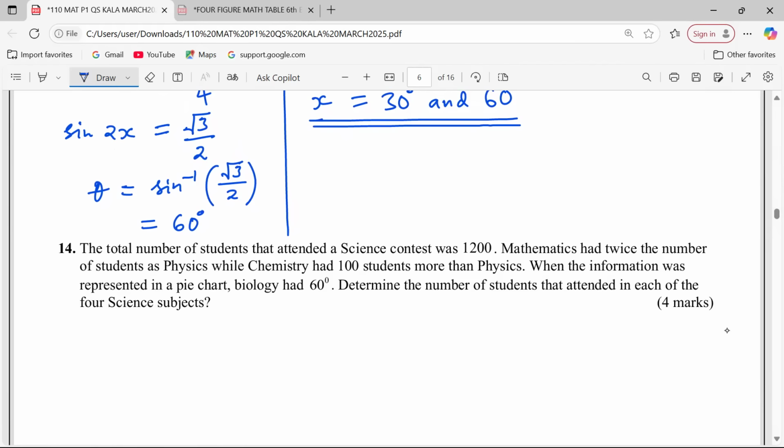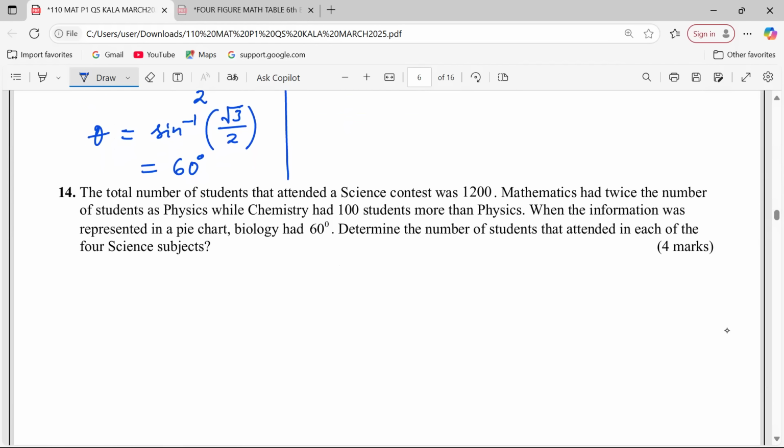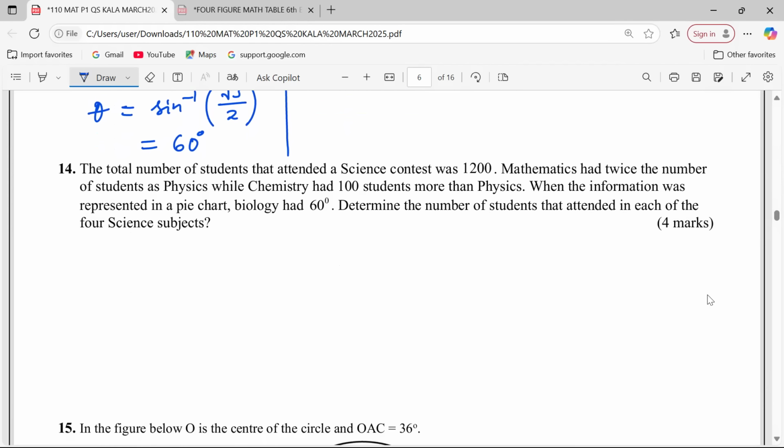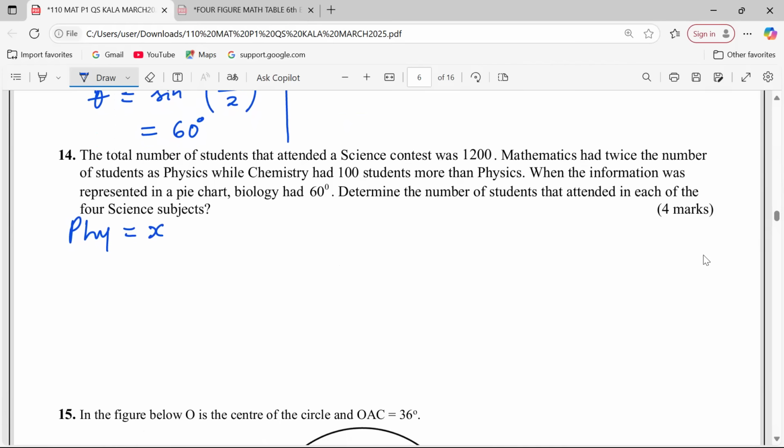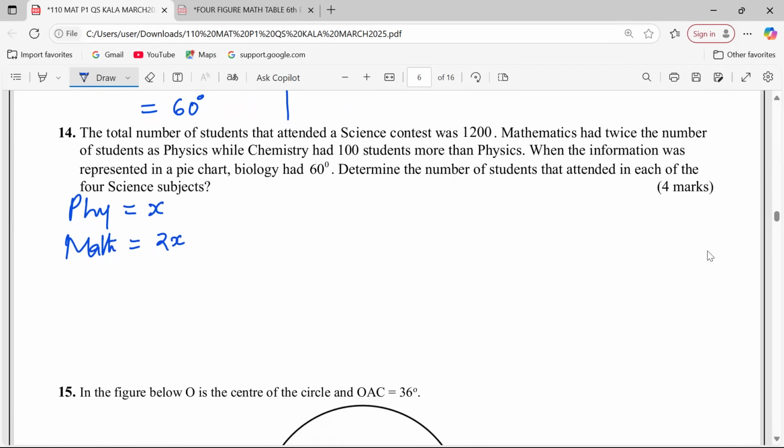So let's let physics be X. If physics is X, let's read slowly. Mathematics had twice the number as physics. So it means math shall take twice the number in physics, 2X, while chemistry had 100 more than physics. Now chemistry shall take 100 more than physics, meaning X plus 100 that way.